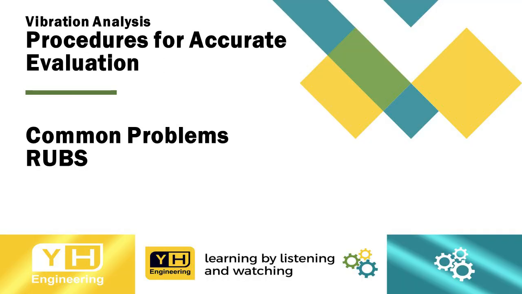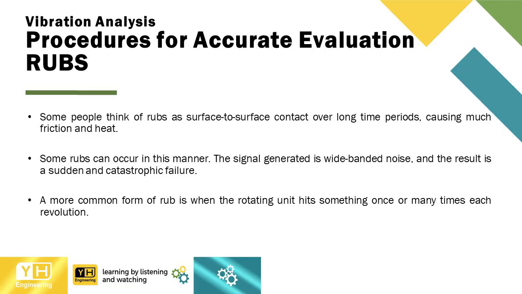Vibration analysis. Procedures for accurate evaluation of machinery condition. Common problems. Rubs. Some people think of rubs as surface-to-surface contact over long time periods, causing much friction and heat. Some rubs can occur in this manner. The signal generated is wide-banded noise, and the result is a sudden and catastrophic failure.